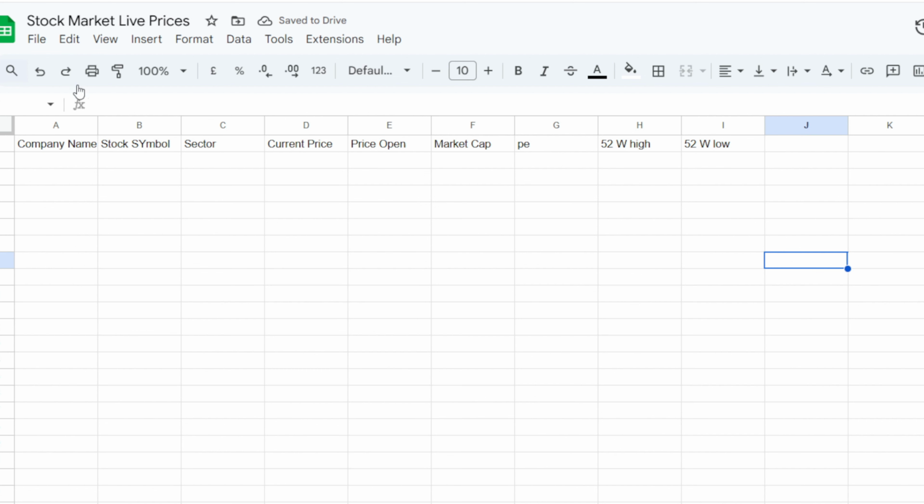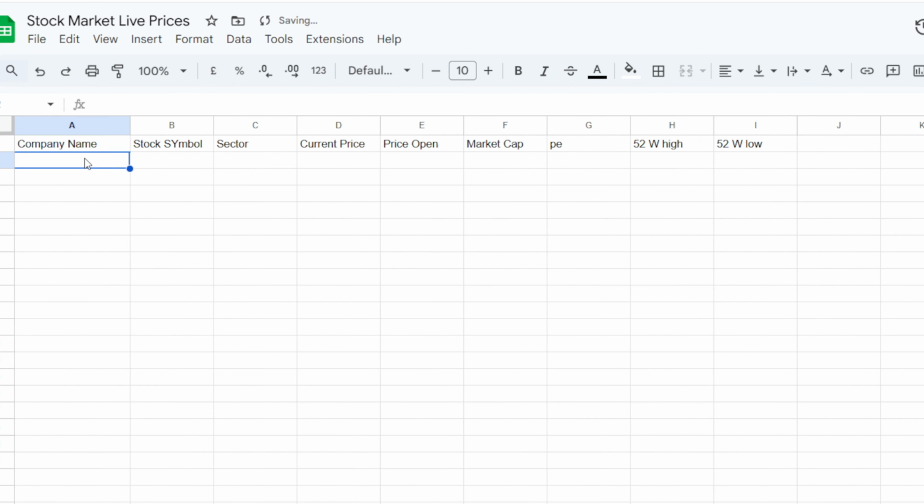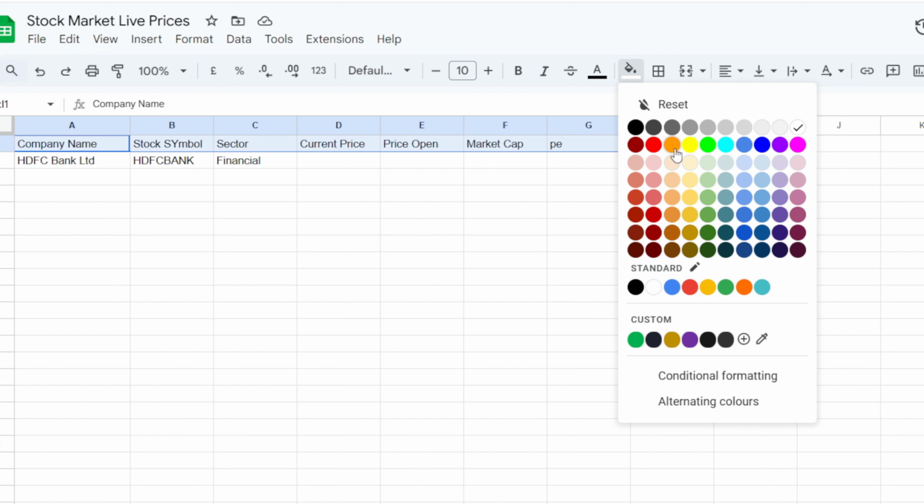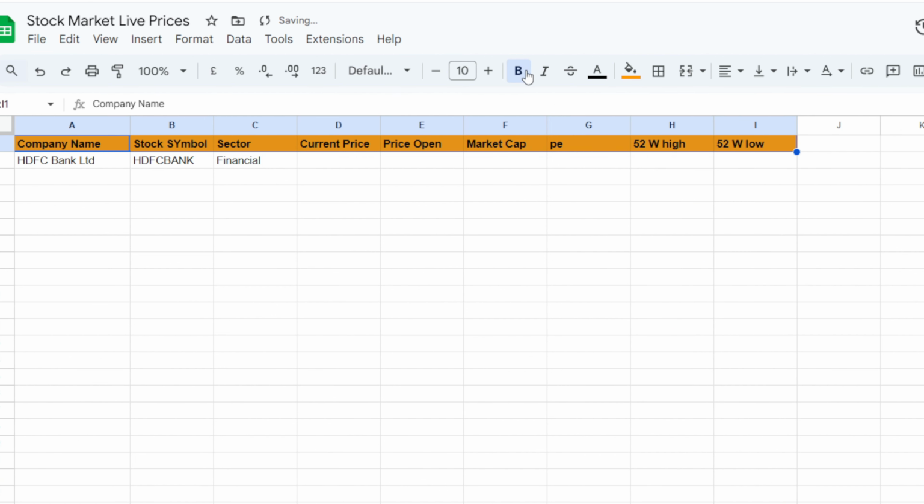So now let's understand what these columns are, right? First, I'm going to get the company name, for example, HDFC Bank Ltd. It is the company name. They have defined one stock symbol, that is HDFC Bank. So it is the stock symbol of that company. Sector. Sector means financial sector. I hope you are clear about these three column names. So let's highlight these columns. I'm going to take this color orange, make it bold. Yeah. Got it?